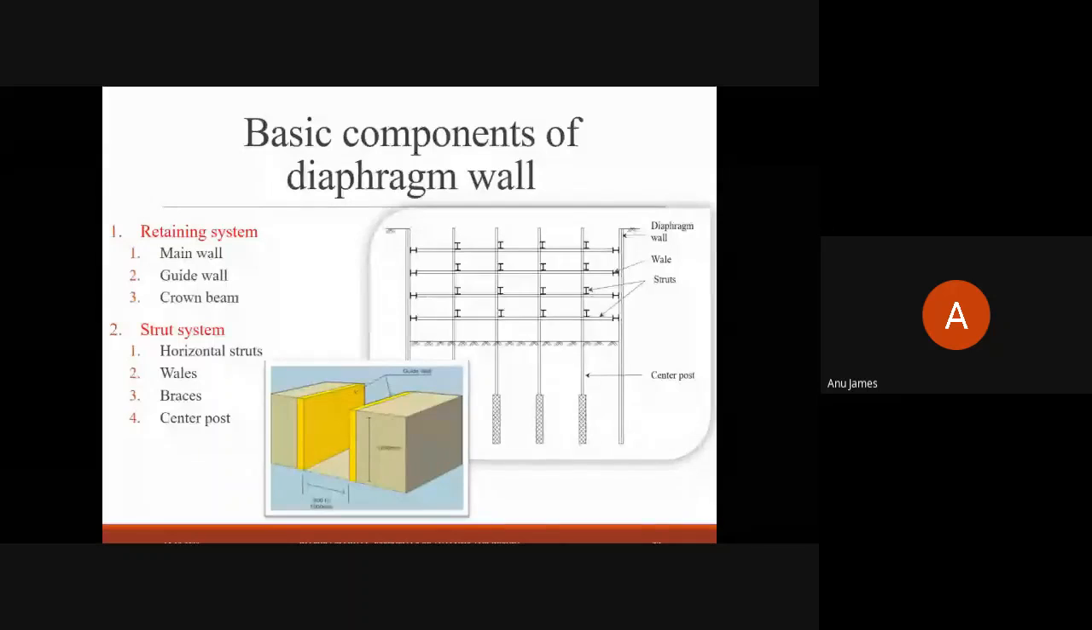The different components of the strut system include the horizontal struts, as shown, in both directions. Then the wales, which are the connecting members between the strut and the diaphragm wall. Then braces and the vertical center post.